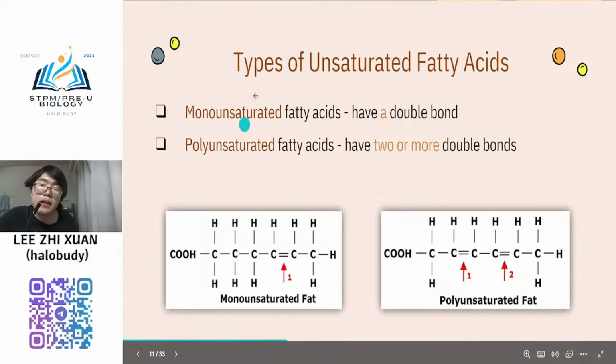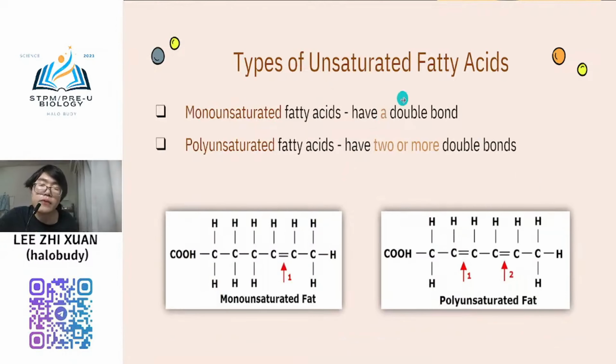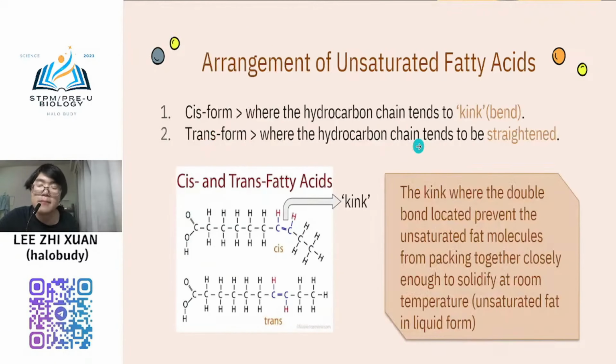And then in unsaturated fatty acid, as I mentioned before, they contain either one double bond or more than one double bond. Normally, if there is only one double bond in the fatty acid, we call it monounsaturated. When there is more than one double bond, maybe two, three, four, or more, it is considered a polyunsaturated fatty acid.